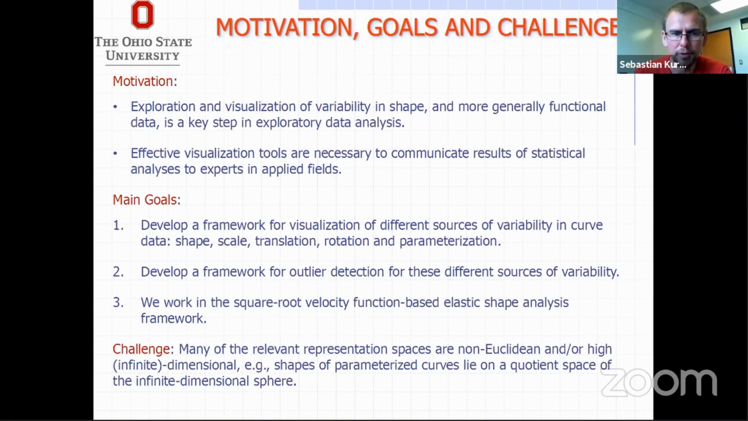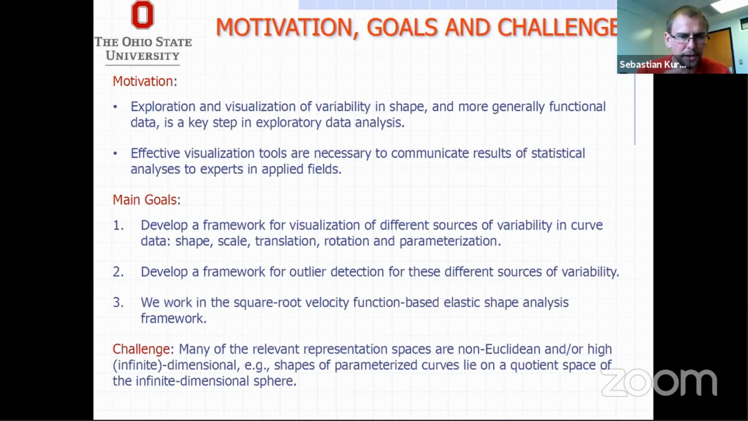If we think about curve data in terms of these different components, we can also develop a framework that will allow us to detect outliers of different types that are related to each of these different sources of variability. To achieve these goals, as you'll see on later slides, we'll work in the squared velocity function-based elastic shape analysis framework. That will be the vehicle that will drive the development of the methods.